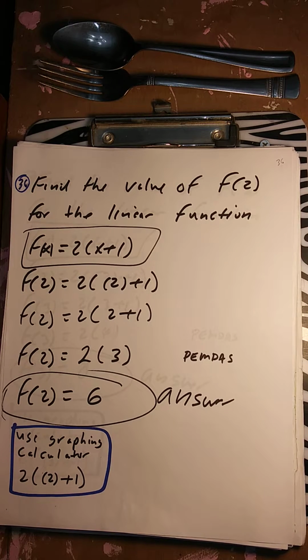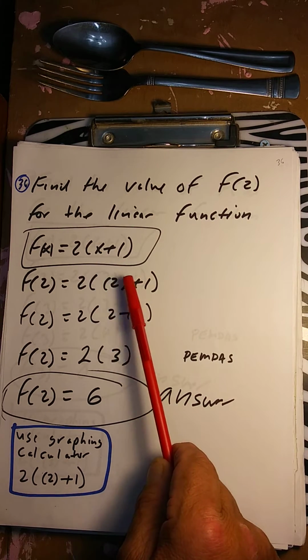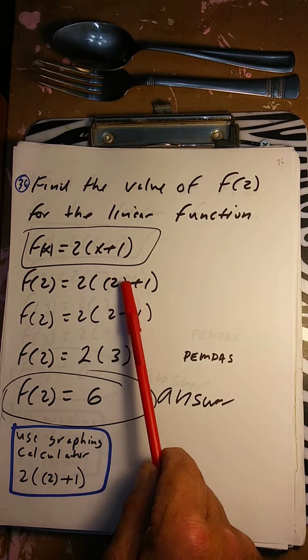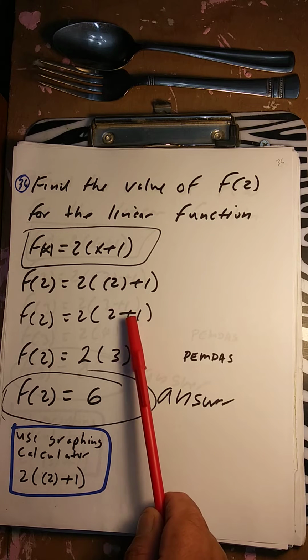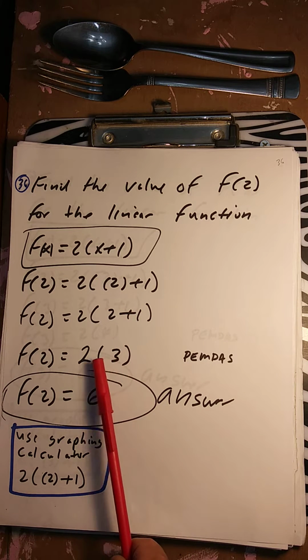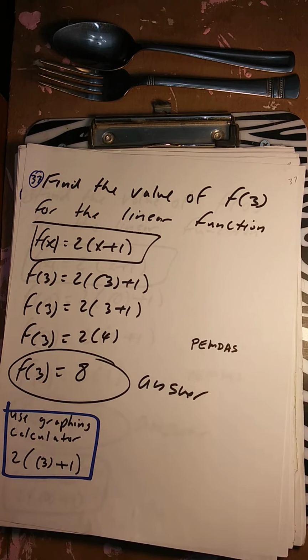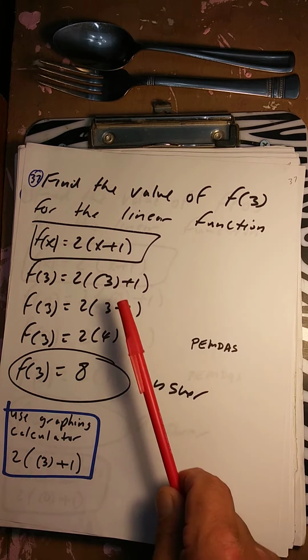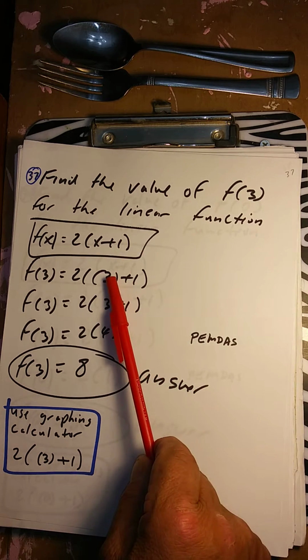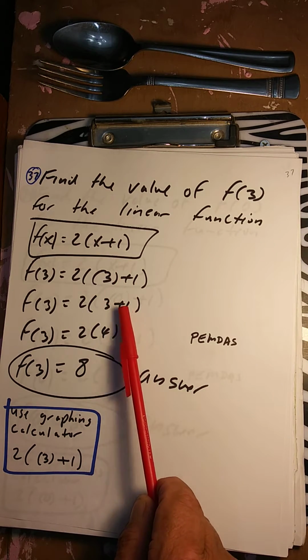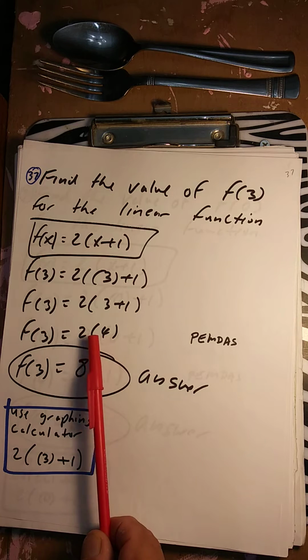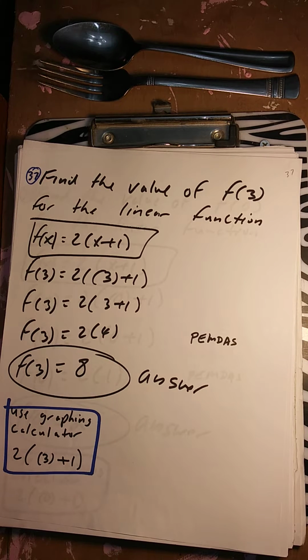Find the value of f of 2. So put it in again. Parentheses again. So put the 2 in there. Take the parentheses off. 2 plus 1 is 3. Now we can multiply. 2 times 3 is going to be what? 6. Find the value of f of 3 for the linear function f of x equals 2 parentheses x plus 1. Put it in there, 3. Take the parentheses off. 3 plus 1 is 4. So now 2 times 4 is 8.